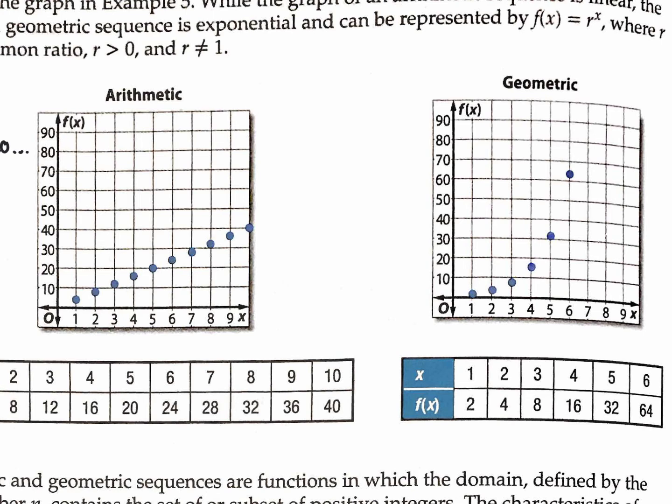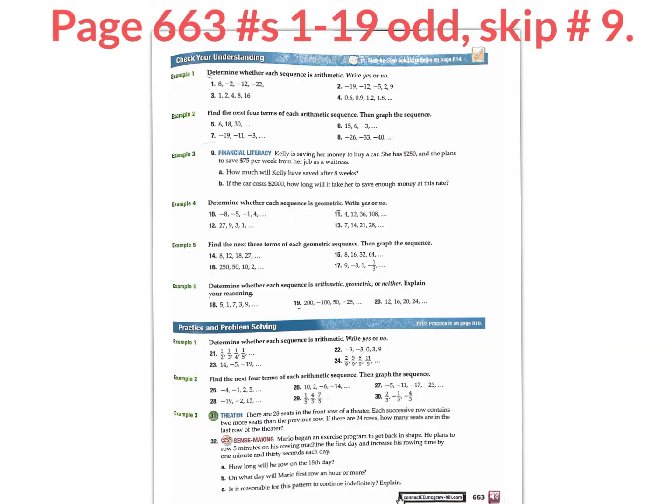That's not really important on this section, but it will be in future sections of chapter 10. Right now I want to jump to the practice. We're doing page 663, numbers 1 through 19 odd, skip number 9. And you guys, this is on Google Classroom. This is what I want you to work on the rest of the period. The solutions are also attached right there.